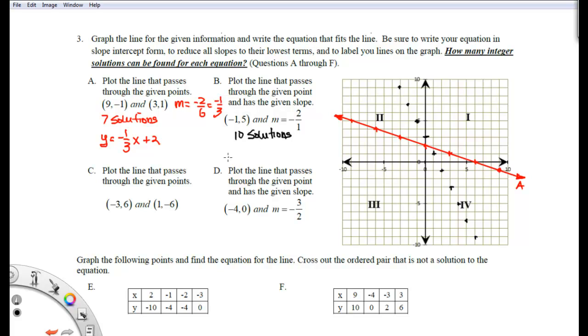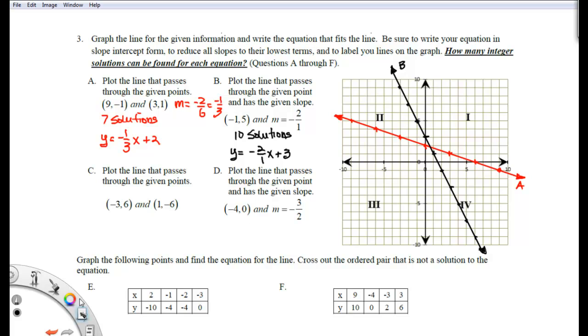Okay, and then now the equation is y equals negative 2 over 1x, and my y-intercept looks like it's a positive 3. And now I'll go ahead and graph my line. So there we go. There's the graph for the line, or the graph for the equation. And that is B.